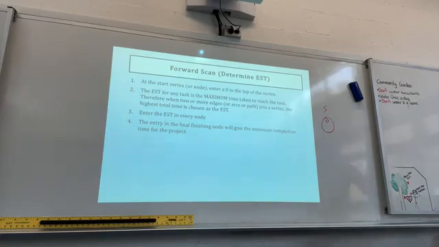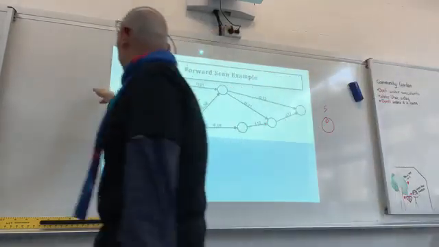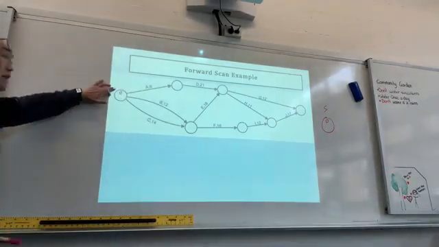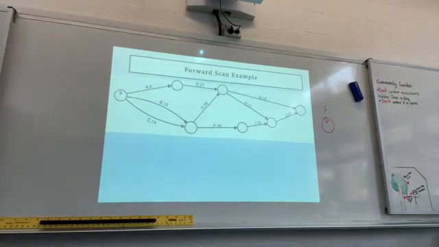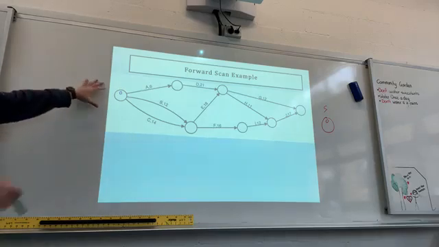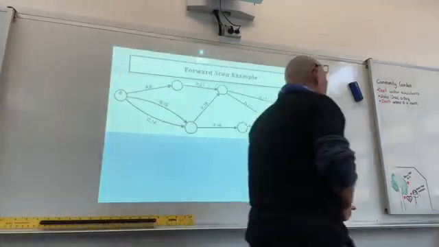Now, let's start. So here, the forward scan example. I start off by putting a 0 at the start. You know this is the starting point, this is the ending point. You always go from left to right. I haven't seen any question with the arrow pointing the other way, so it's always from here. Just look at where the arrows are pointing.